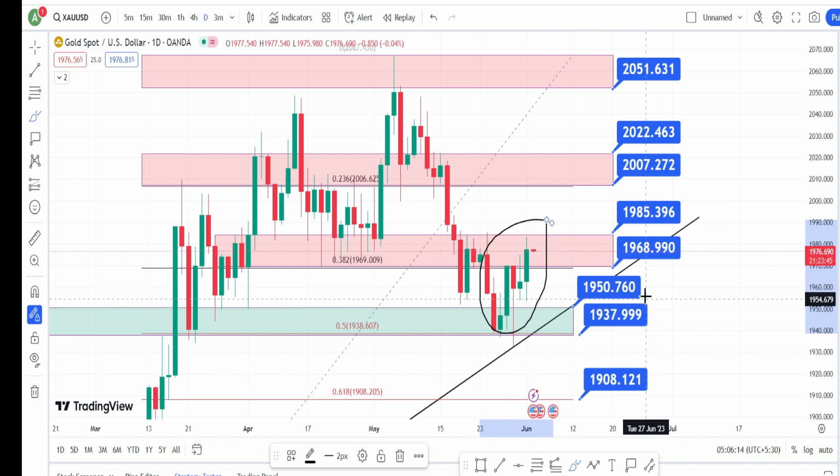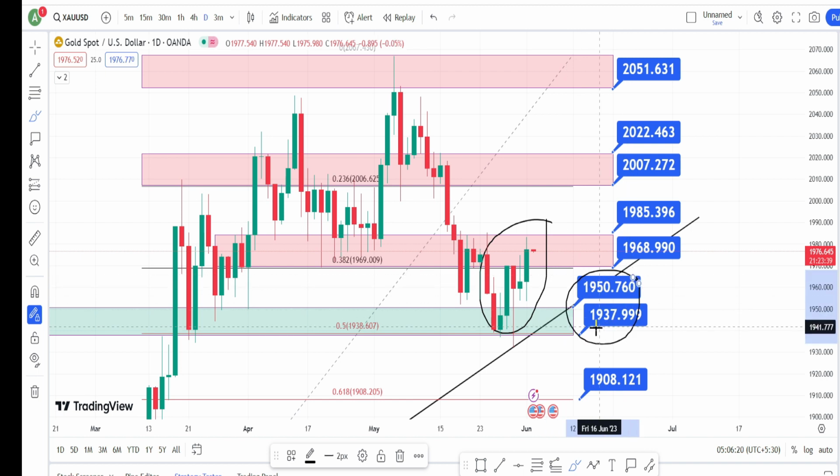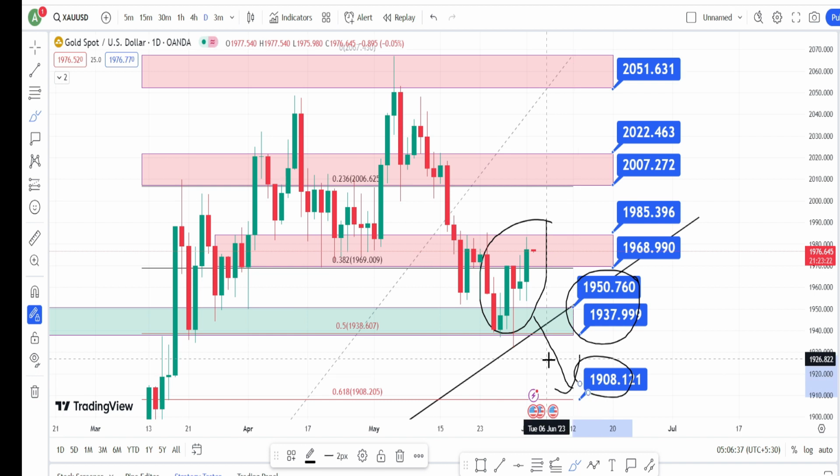Once the price action breaks the previous support level of 1950 to 1937, we can expect the bearish side trend reversal to start in daily time frame. And next level of support is going to be around 1908. Let us look at the price action in hourly time frame.